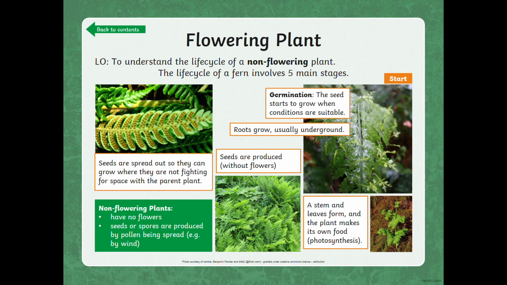So the main difference here between the flowering plant and the non-flowering plant is that obviously seeds are produced on the non-flowering plant without the need for a flower. So they have no flowers, and the seeds and spores are produced by pollen being spread, e.g. by the wind.